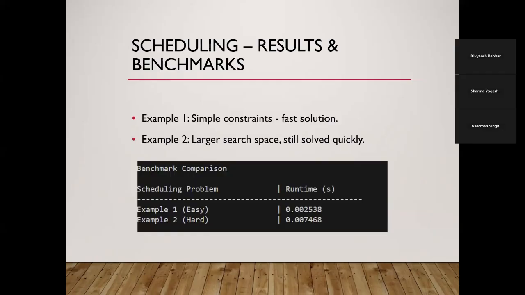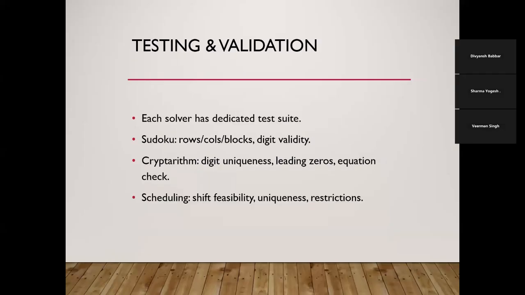Now we'll study the benchmark results when we run the scheduling problem. So we created two scenarios. The first scenario was very simple, as it has three employees and comparatively fewer constraints. In our second example, we use four employees with more restrictions. And as you can see, Z3 still generates a correct schedule in both cases. But the running time can vary because it depends on the number of constraints we use in each problem. Now we'll see the testing and validation.